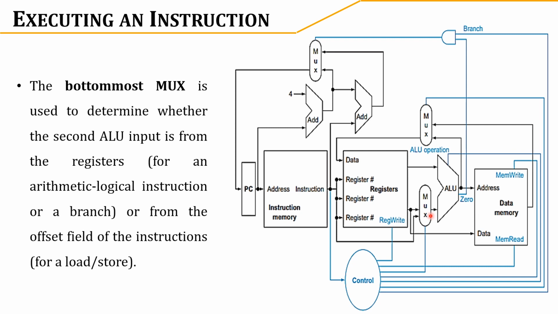For example, in the case of an arithmetic or logical instruction or a branch instruction, the second ALU input is from the registers. Whereas in the case of a load or store instruction, it might be from the offset field of the instruction. So to determine that, we are making use of this bottommost multiplexer. This control unit generates the control signals which control all the components. All the functional components are controlled by the signals generated by the control unit.